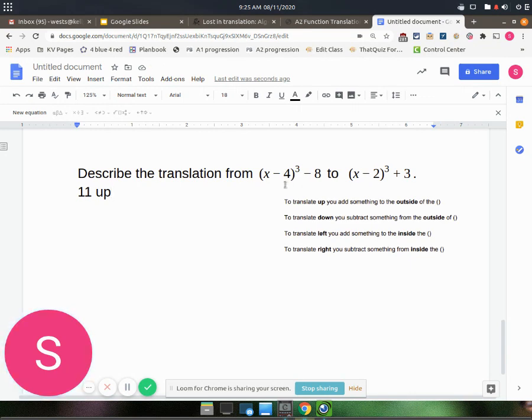On the inside, they're going from negative 4 to negative 2, so that means they were adding 2. So they're adding 2 units from negative 4 to negative 2. And if you are adding on the inside, that means it's going to be moving you left. So they added on the inside, so they moved to the left. And that's it.